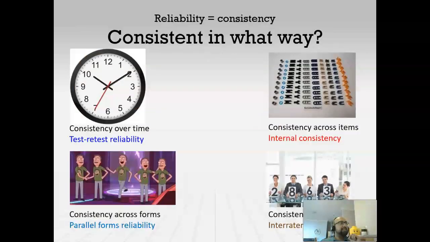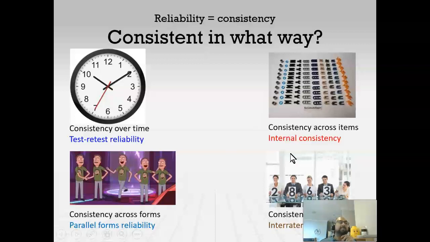Now, class, when we say that reliability is consistency, we are specifically interested in 4 types of consistency. Test-retest reliability, parallel forms reliability, internal consistency reliability, and inter-rater reliability.